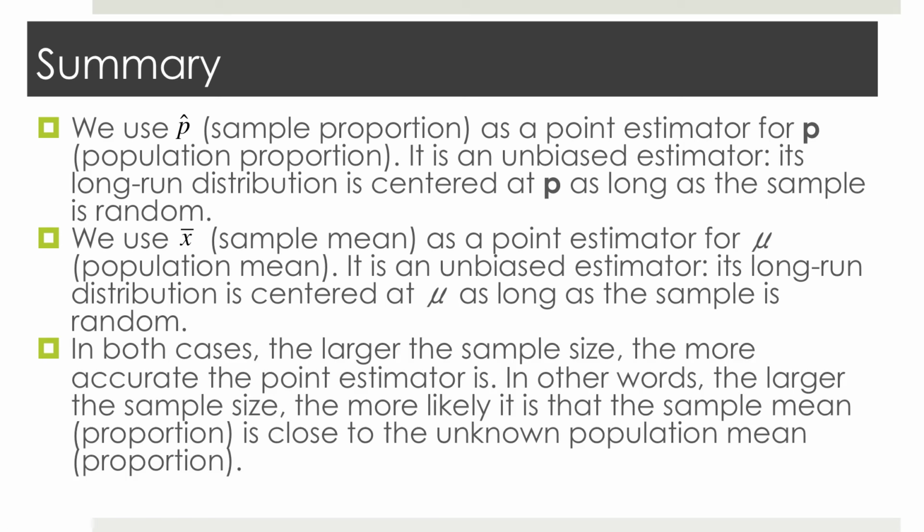In both these cases, the larger the sample size, the more accurate the point estimator is going to be. So the larger the sample size that we have, the more likely it is that the sample mean is going to be close to the unknown population mean, and likewise for the sample proportion and population proportion.